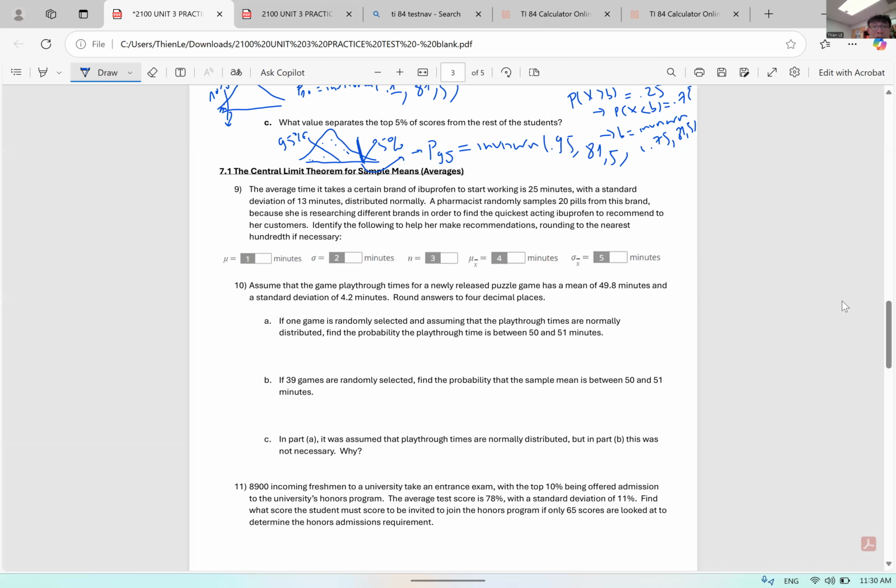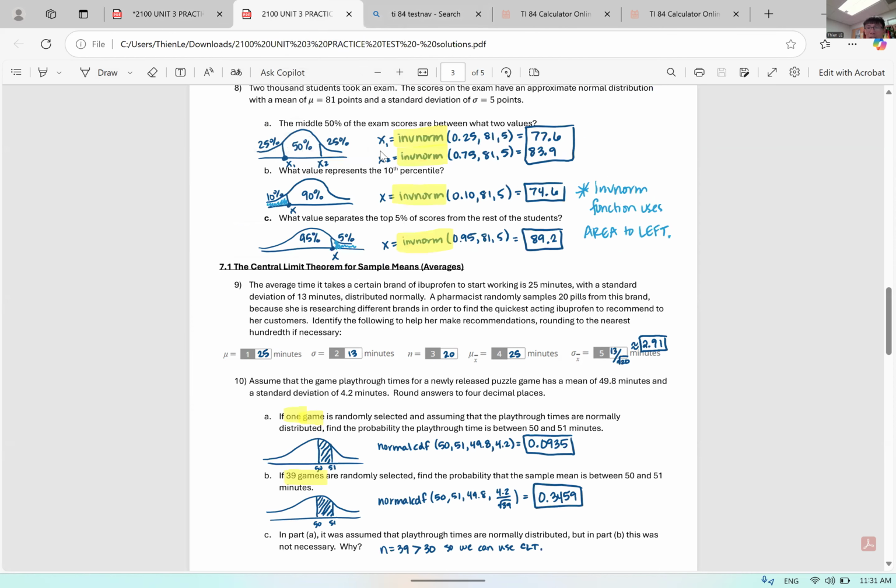You keep 3. So in this case, the original data has sigma 13 and mean 25, and n is 20 pills. Because of the central limit theorem, the mean of the sample of 20 pills stays the same, just 25. But the sigma of x bar, the sample mean, will shrink. It's no longer 13, but 13 divided by the square root of 20. So let's look at the solution. You can also calculate it further, which is 2.91.